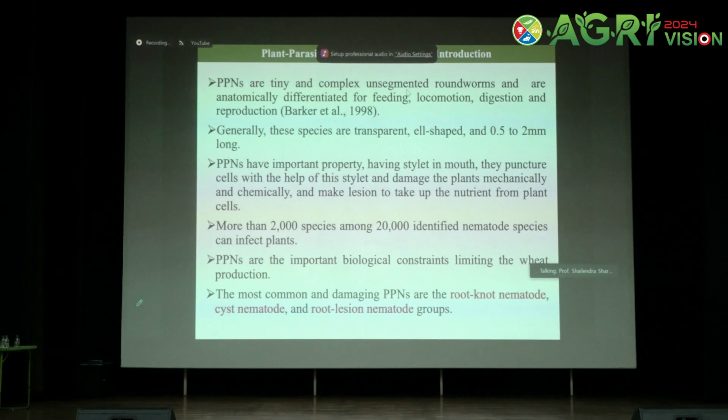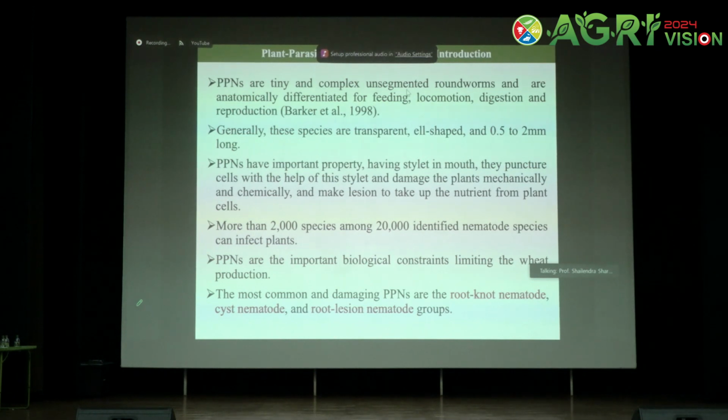Before starting, I would like to give a brief introduction about plant-parasitic nematodes. These are tiny, complex, unsegmented roundworms, anatomically differentiated for feeding, locomotion, digestion, etc. These species are transparent, L-shaped. Plant-parasitic nematodes are very economically important. They have a styleted mouth, they puncture cells with the help of this stylet, and more than 2,000 species of plant-parasitic nematodes are known. They are known as the hidden enemies of the farmers, because the symptoms caused by the damage from these nematodes are even confused with nutritional deficiency in the plants.